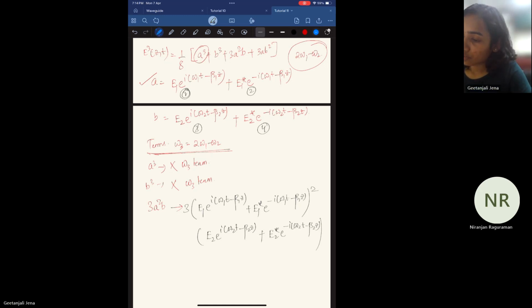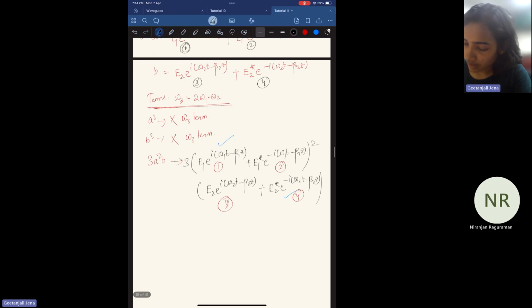Okay. So now if you multiply the square of the first term with the fourth term, so this is 1, 2, 3, and 4. So if you multiply 1 with 4, we have a term like 3 e1 squared e2 star e to power I (2 omega 1 minus omega 2)t minus (2 beta 1 minus beta 2)z.